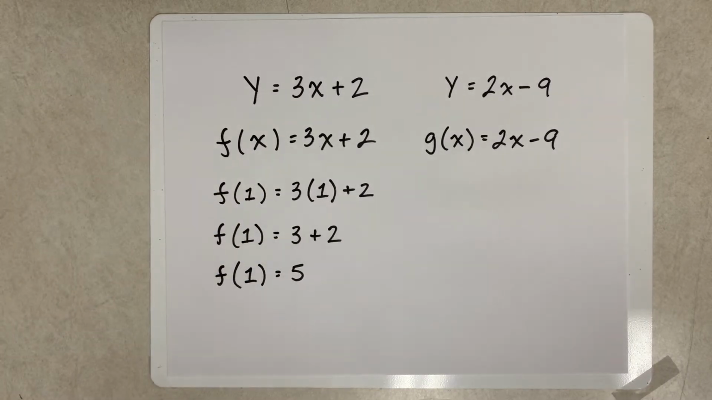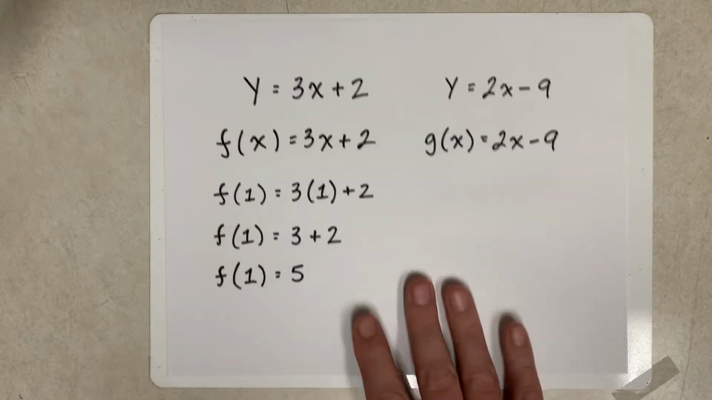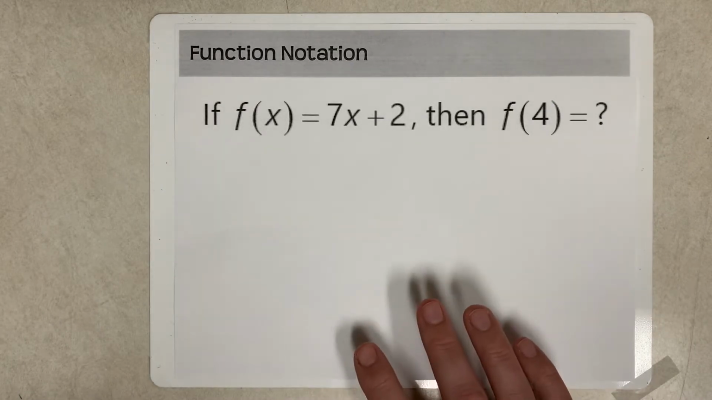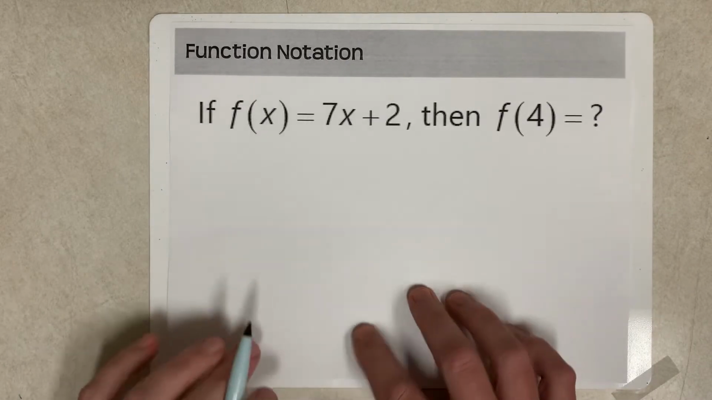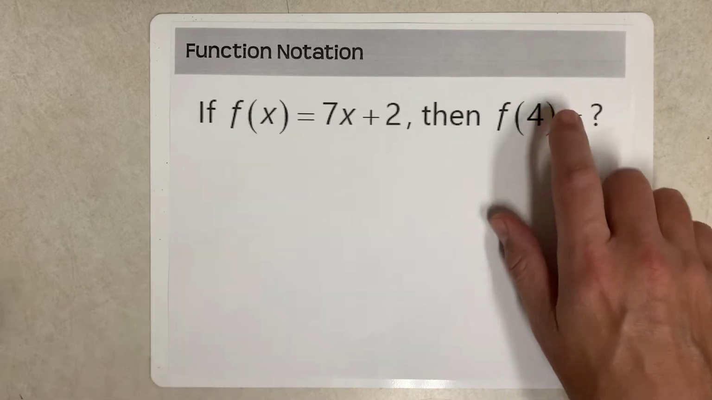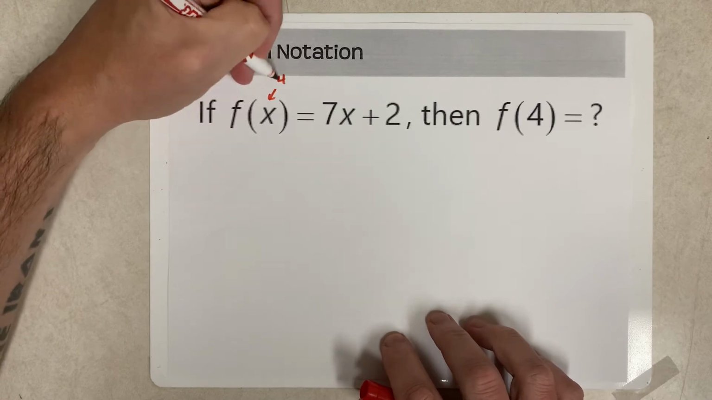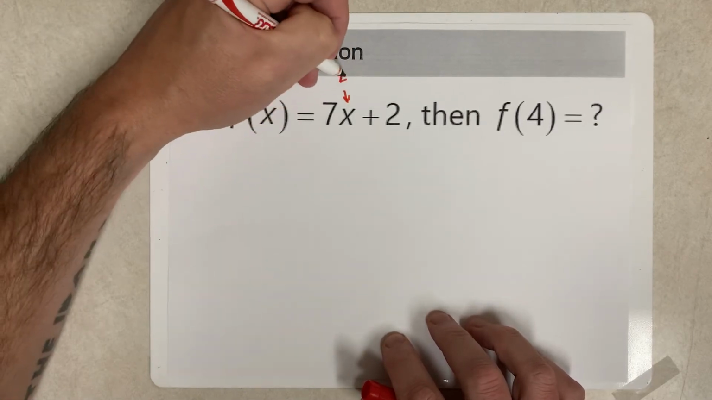And then we'll have an ordered pair. So that's the groundwork there for what we're about to do. And we have some examples. So this one says, if f of x is equal to 7x plus 2, then what is f of 4? Well, I'm going to take that 4 and I'm going to plug it in right there and right here.